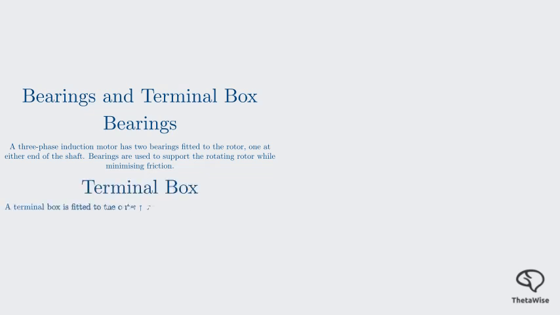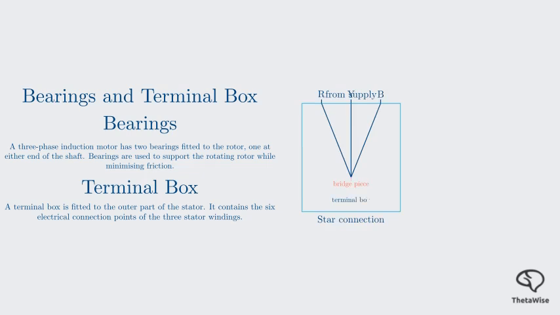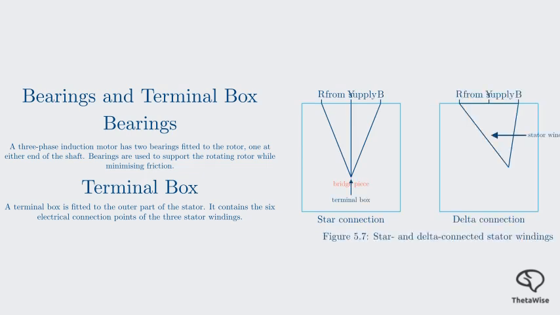Next, the terminal box. This is where the motor receives its electrical power. The terminal box is located on the stator frame and contains 6 electrical connection points for the 3 stator windings. The main cable from the power supply connects to this box. The way the stator windings are connected inside the terminal box determines whether the motor runs in a star or delta configuration. As you can see in Figure 5.7, for a star connection, a bridge piece is used to connect the 3 ends together. For a delta connection, the ends are connected in a loop to form the triangle.